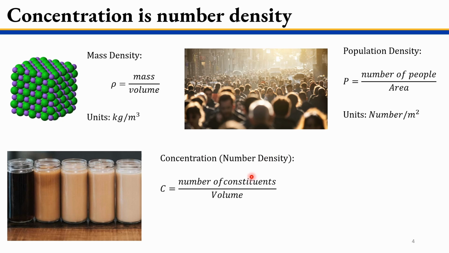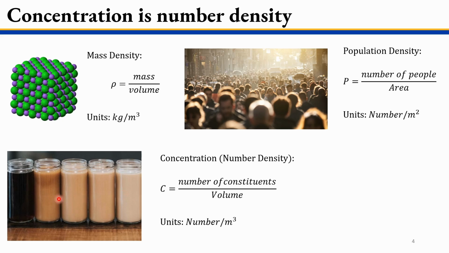So the concentration is the number density. It's given by the number of constituents per volume, where the units are in number per meter cubed. So not to be confused with mass density, which is the mass per volume. So the mass density tells you how tightly packed something is, and the number density tells you how many things there are within that certain volume.